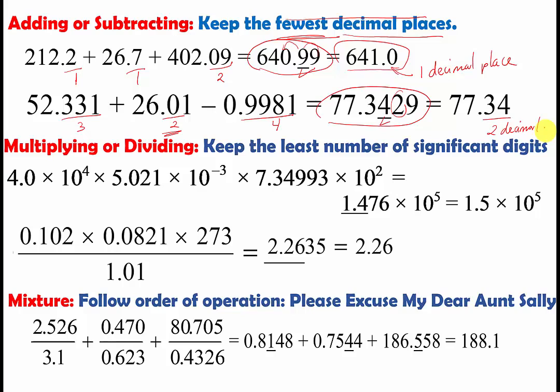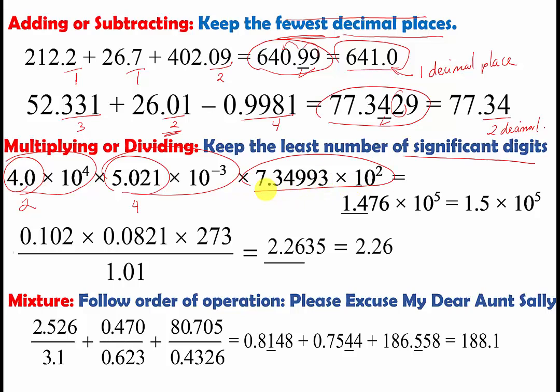What happens when you multiply or divide? Instead of looking at decimal places, you're looking at the number of significant digits. Again, here we have a very complicated one because this is scientific notation, right? But we only focus on this one. This one has 2 significant digits. And again, this number, we only focus on this one. This one has 4 significant digits. And we have this one, where this one has 1, 2, 3, 4, 5, 6. We have 6 significant digits. What is the least number of significant digits that we have? It is 2. So your answer must have 2 significant digits.